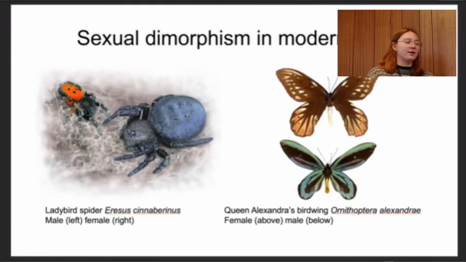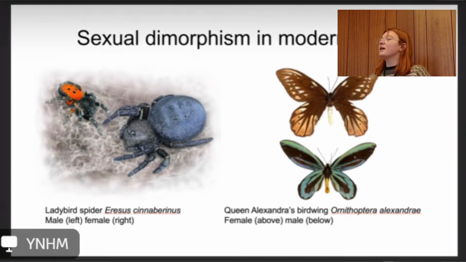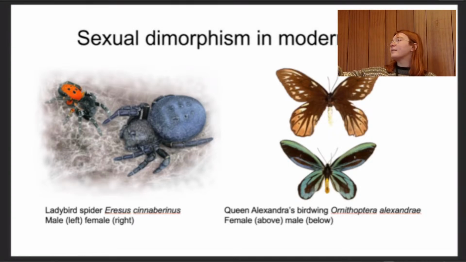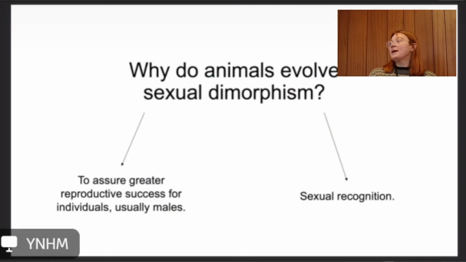It's really present in all areas of multicellular organisms, down to plants and fungi as well, but we haven't included them in this one. So you've got some lovely spiders, the ladybird spider, and also a species of butterfly. So as you can see, it's really rife and a homologous kind of thing to demonstrate all throughout the animal kingdom. And why do animals evolve sexual dimorphism?